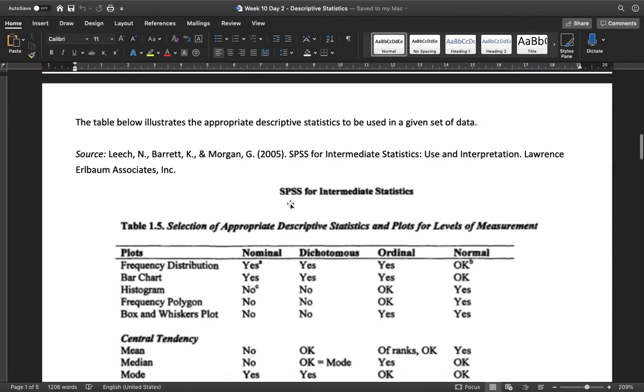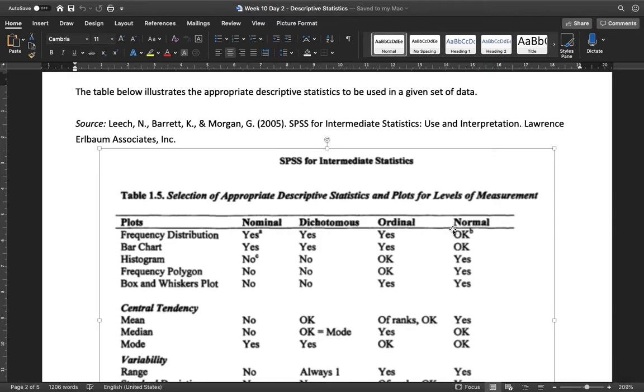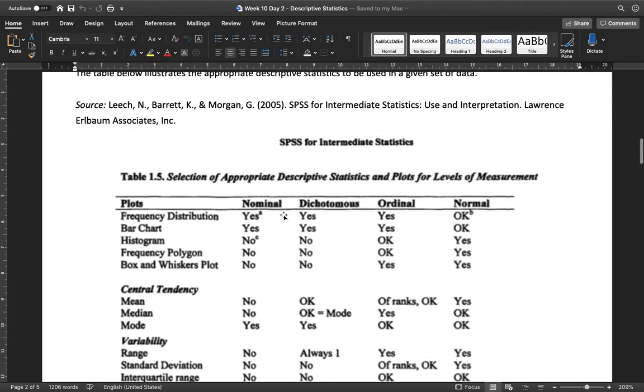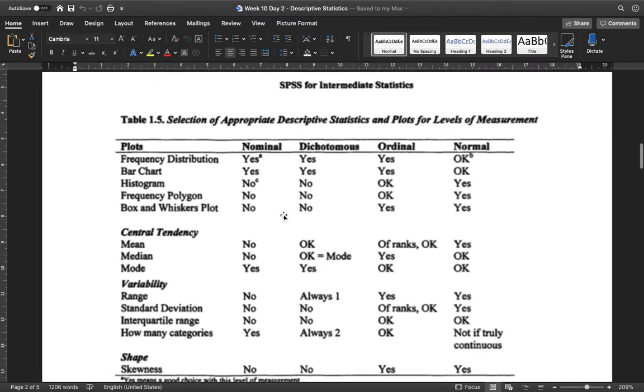So, we check the level of measurement. In this case, we focus on nominal, dichotomous, ordinal, and normal. Kasi yung normal, yun yung scaled or continuous data. So, kung interval or ratio ka man, pasok na dito yan. Ordinal yan. Nominal, kailangan i-separate yung description kay nominal and dichotomous, which later on. Yan. So, let's start with plots.